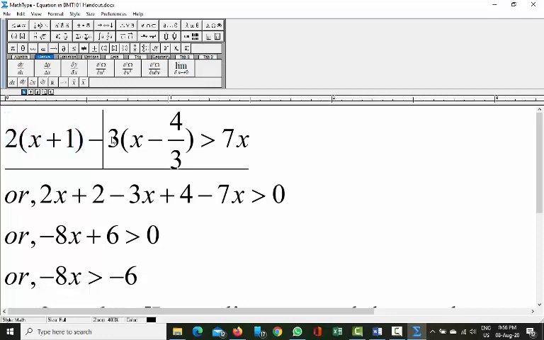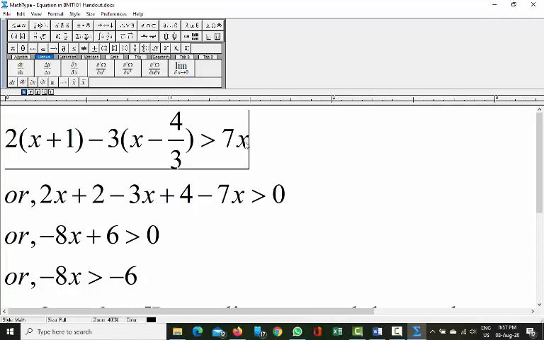And then we will multiply this. If you multiply this, we will have minus 3x and minus a plus 3 multiplied by 4 by 3. So these 3 and these 3 will cancel each other out. So we will have a plus 4 there.